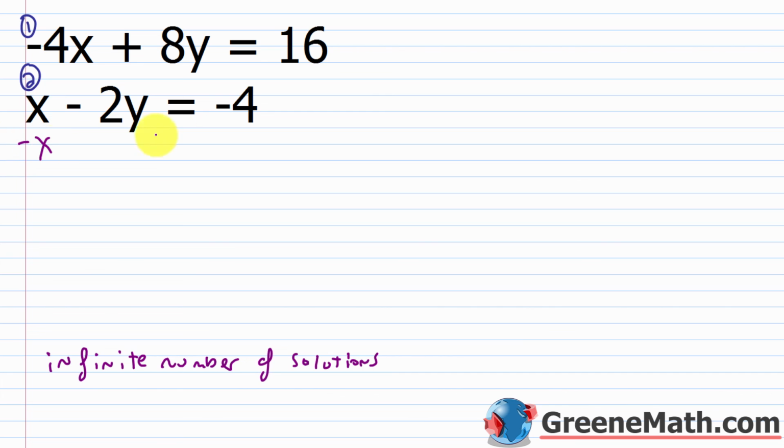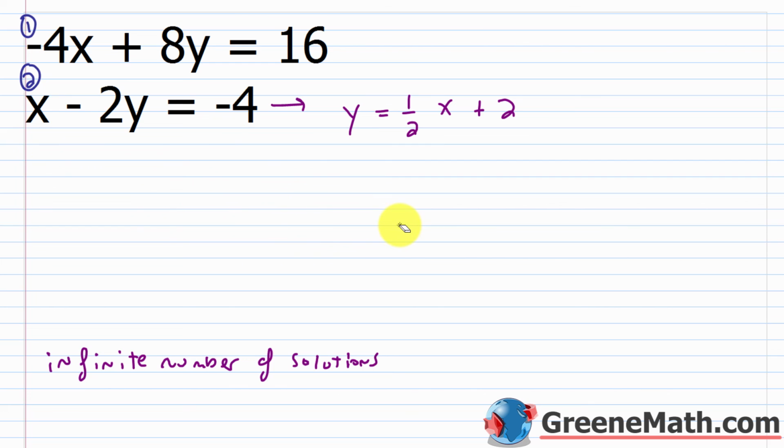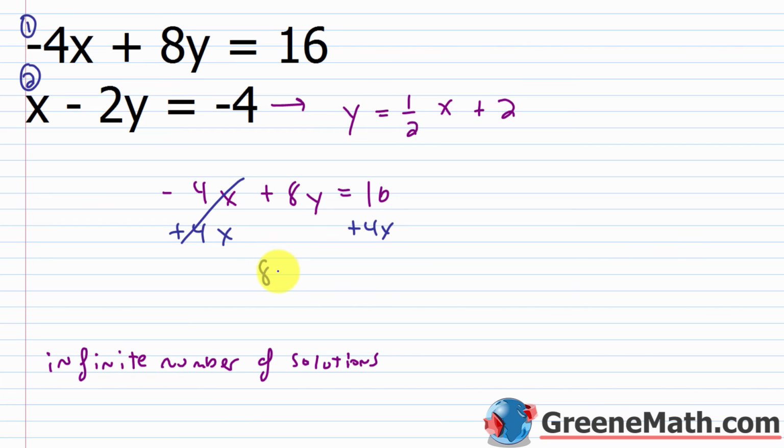So if I subtract x away from each side of the equation here, I'd have negative 2y is equal to negative x minus 4. Divide both sides by negative 2. So that would give me y is equal to, negative over negative is positive, so 1/2 times x, negative 4 over negative 2 is plus 2. Now for this one, up top, if I have negative 4x plus 8y equals 16, I would add 4x to both sides of the equation. That would cancel. I'd have 8y is equal to 4x plus 16. Divide both sides by 8. And I would get what? 8 over 8 is 1, so you'd have y is equal to 4 over 8 is 1/2 times x plus 16 over 8 is 2.